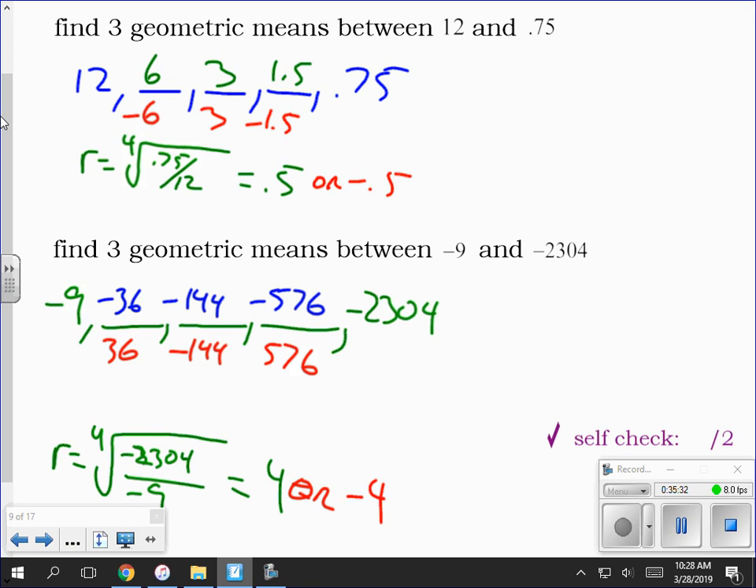Questions about that? Okay, this is where we're going to stop for today. This is a good stopping point for today because we're going to use this on the next one we do.